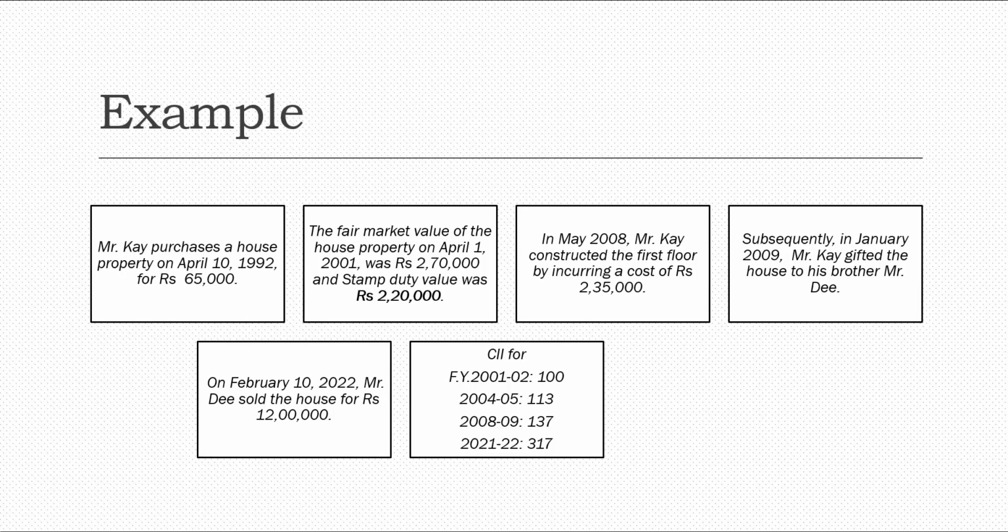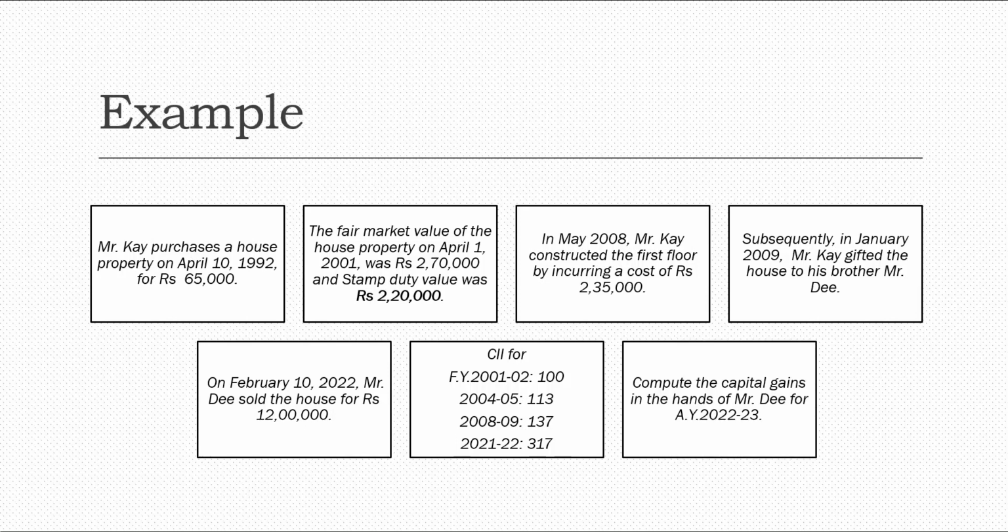Okay. Now, this is the cost of inflation index for 2001, 2 and 2004, 5. So compute the capital gains in the hands of Mr. D for 22, 23. So first of all, the fair market values. What is the price of the house? 12 lakhs. What is the fair market value? We should take 2 lakh 20,000.